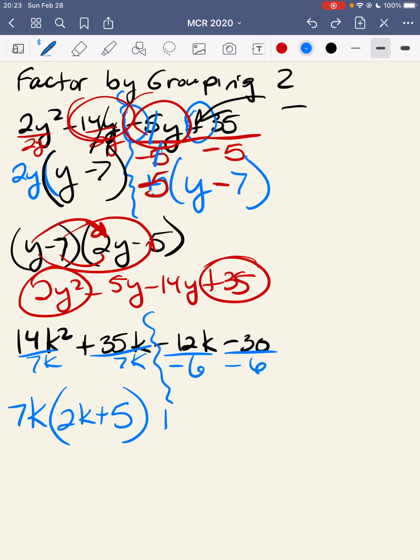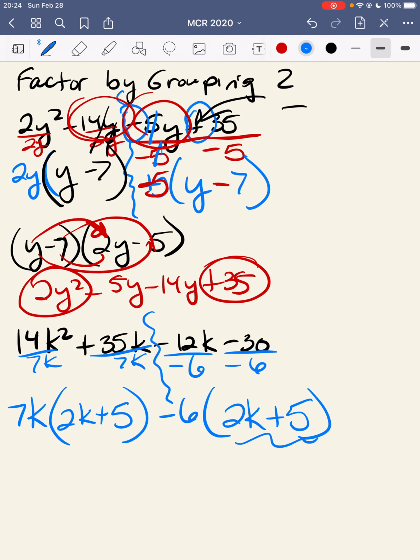Okay. I'm factoring out a negative 6. That's leaving me with positive 2k. Positive divided by negative divided by negative is a positive. 30 divided by 6 is 5.